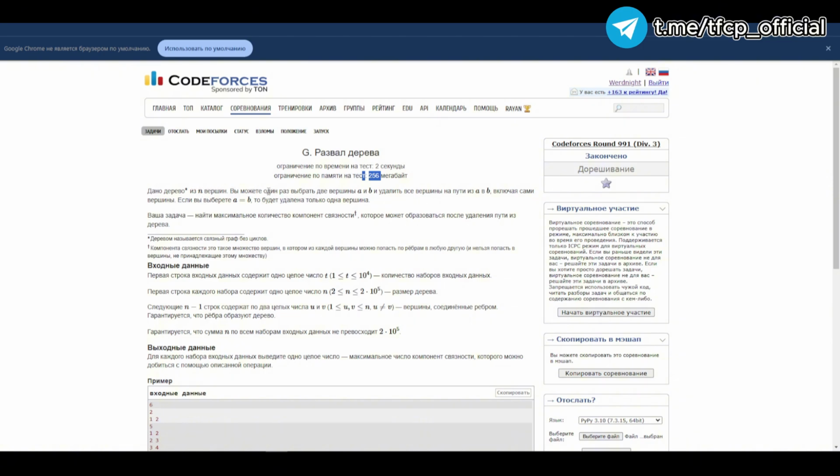Given a tree, you can choose two vertices A and B, and all the vertices on the path from A to B are removed, including A and B themselves. A can be equal to B. You need to find the maximum number of connected components that can be obtained after removing the path from the tree. Constraints range from 10^4 to 2·10^5 for n. Each test gives a single number.